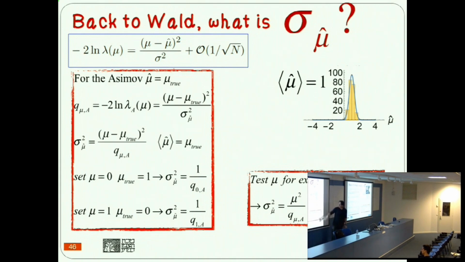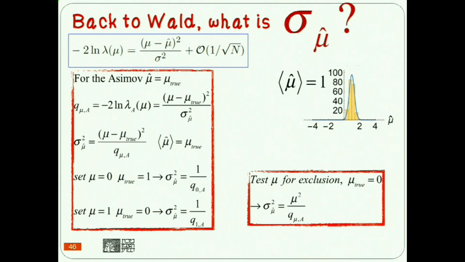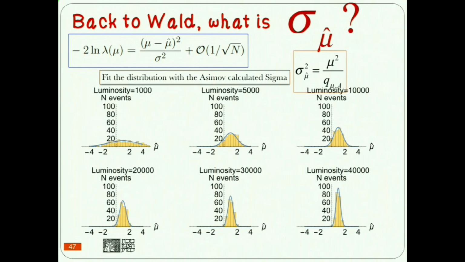In general, if I test for exclusion, mu true of the alternative is 0, and sigma mu hat squared is mu squared over q mu Asimov. This is a very, very powerful result. I want to demonstrate it to you.